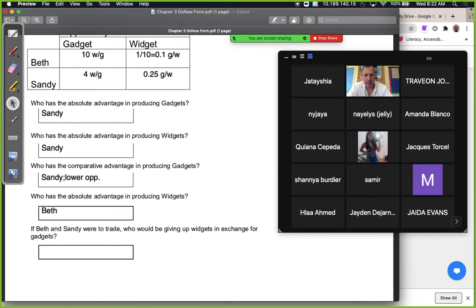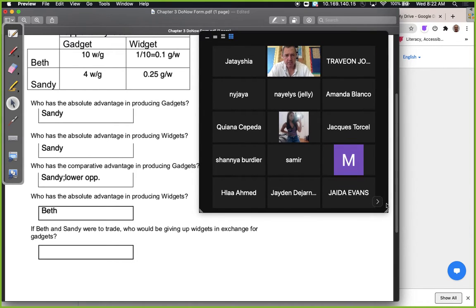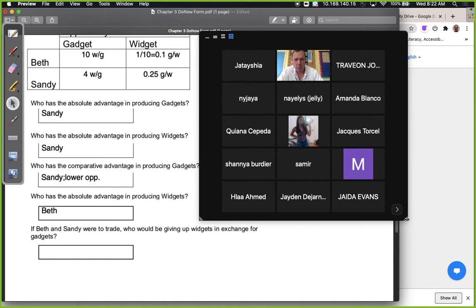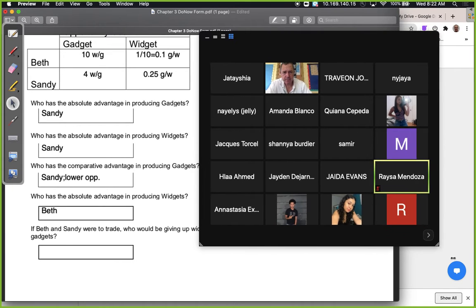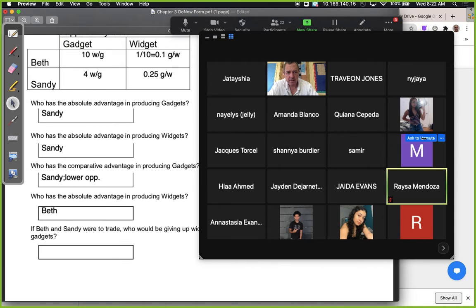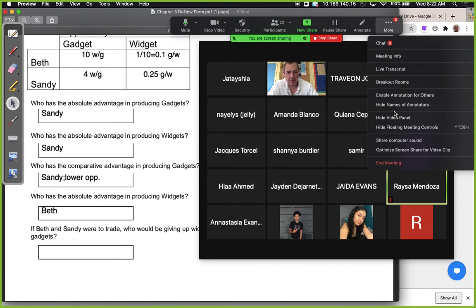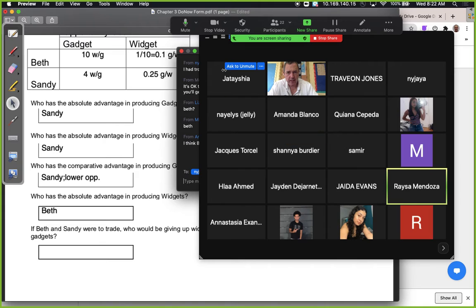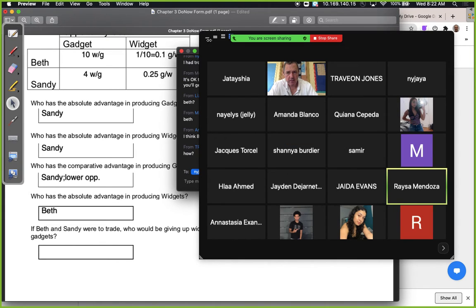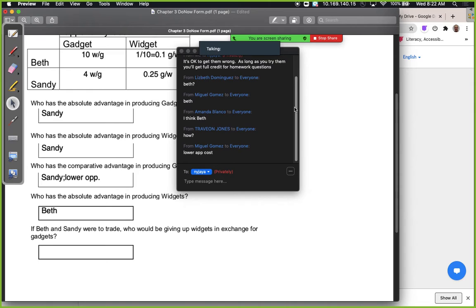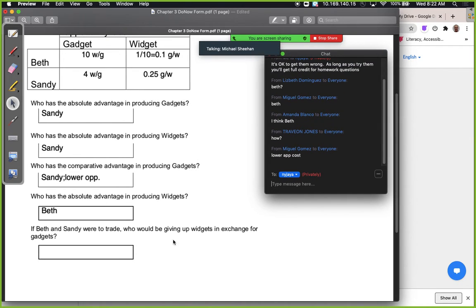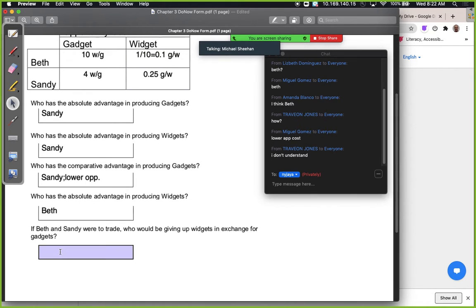Would Sandy be exporting widgets? Not seeing any thumbs up. Let's see what we got in the chat. Yeah, actually, so it is, who would be giving up widgets? So exporting widgets, Beth, because she has the comparative advantage in producing widgets.